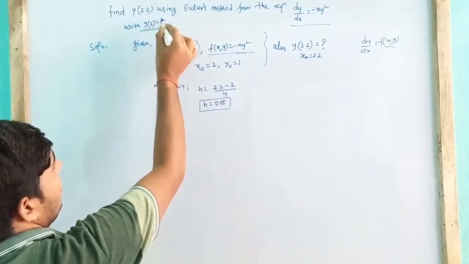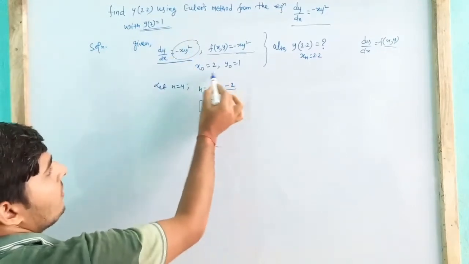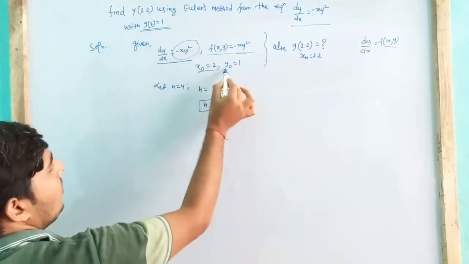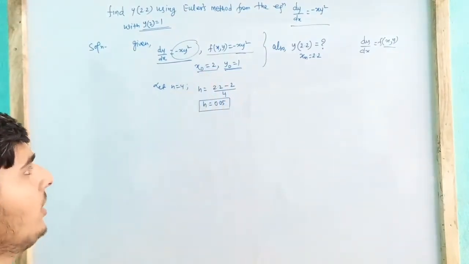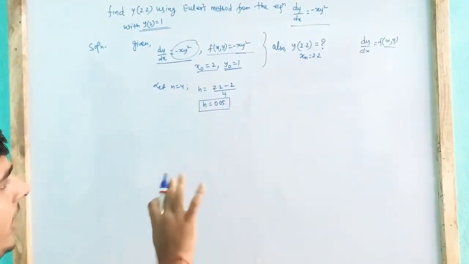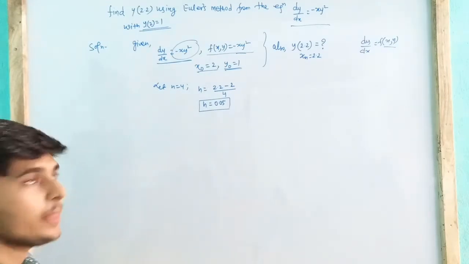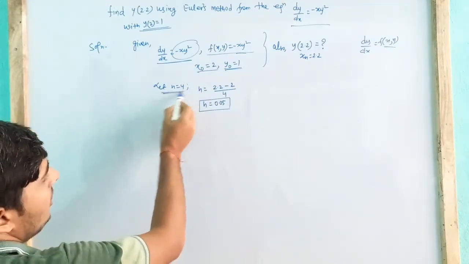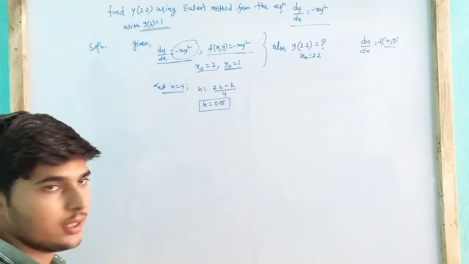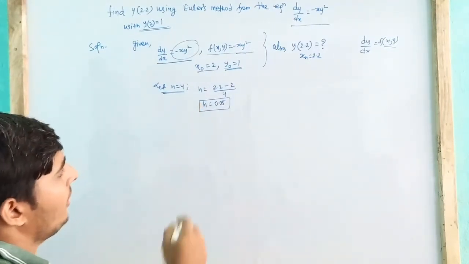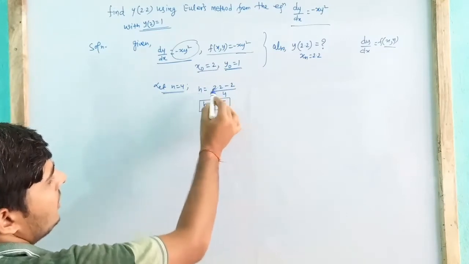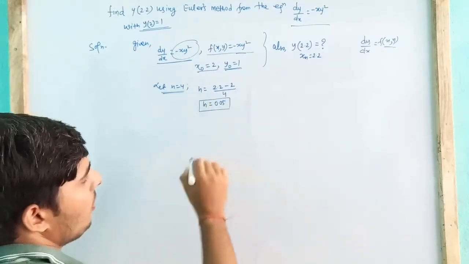So f of x y is minus x y square, and here y of 2 is equal to 1. So y of x0 is equal to y0, which means x0 is 2 and y0 is equal to 1. This is our step 1. Now in step 2 we need to consider the value of n, because it is not given. So I have considered here n is equal to 4. From here we can calculate the value of h, that is (xn minus x0) upon n.